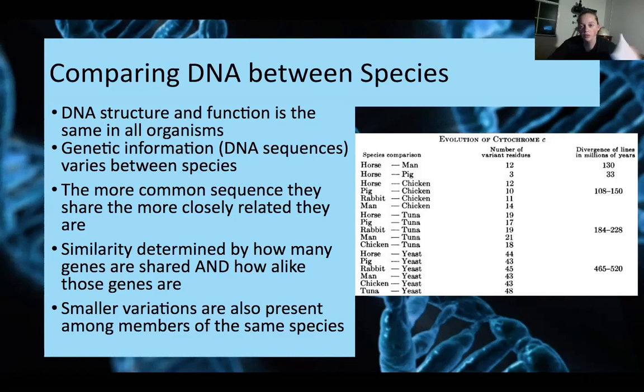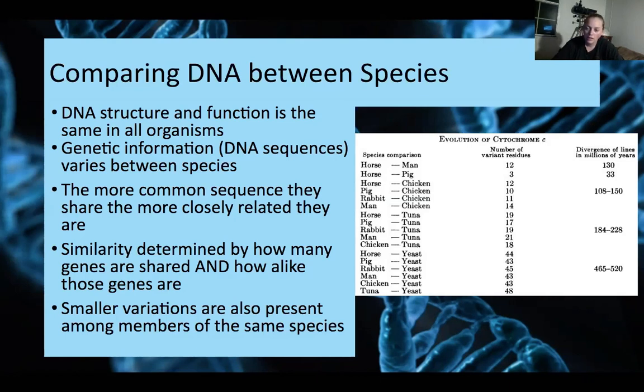What is different between all species is the genetic information, the sequence of these A's, T's, C's, and G's. The order of these bases is going to determine how the amino acids are put together to make a protein in an organism. And that is going to be different from one species to another.